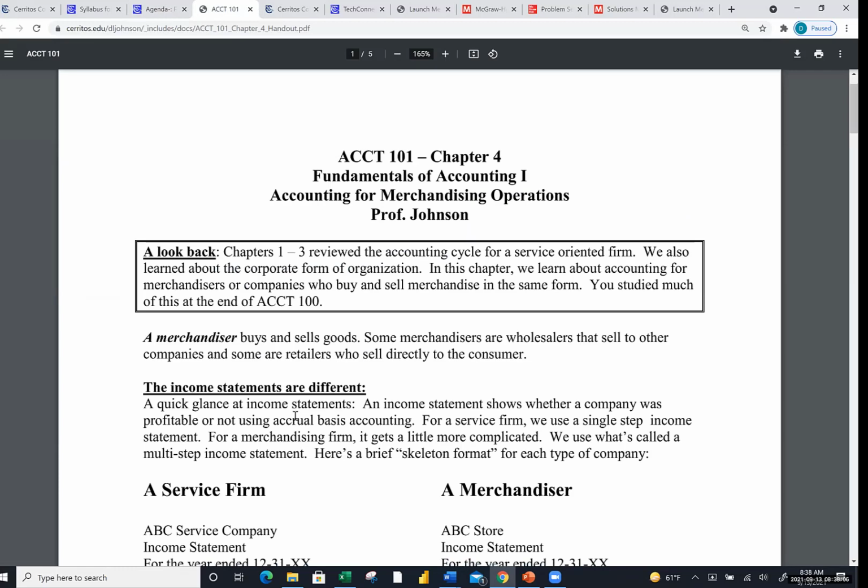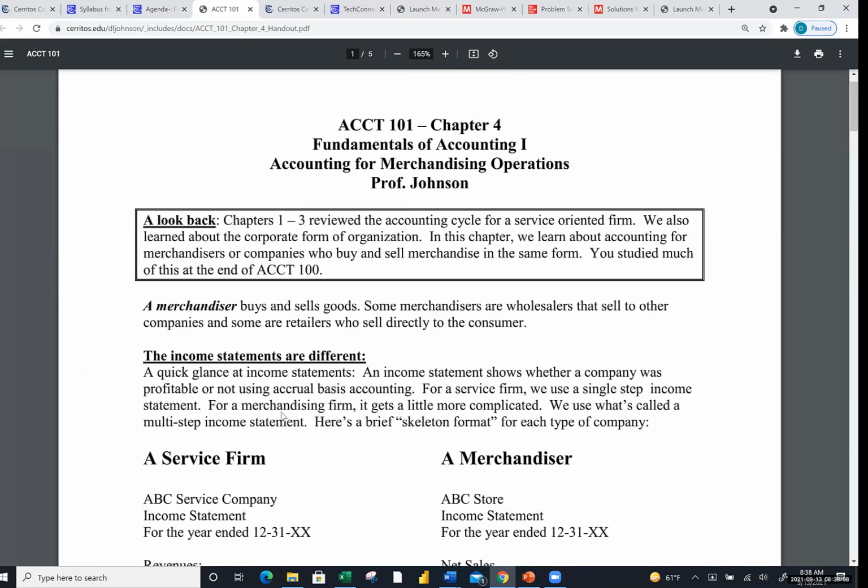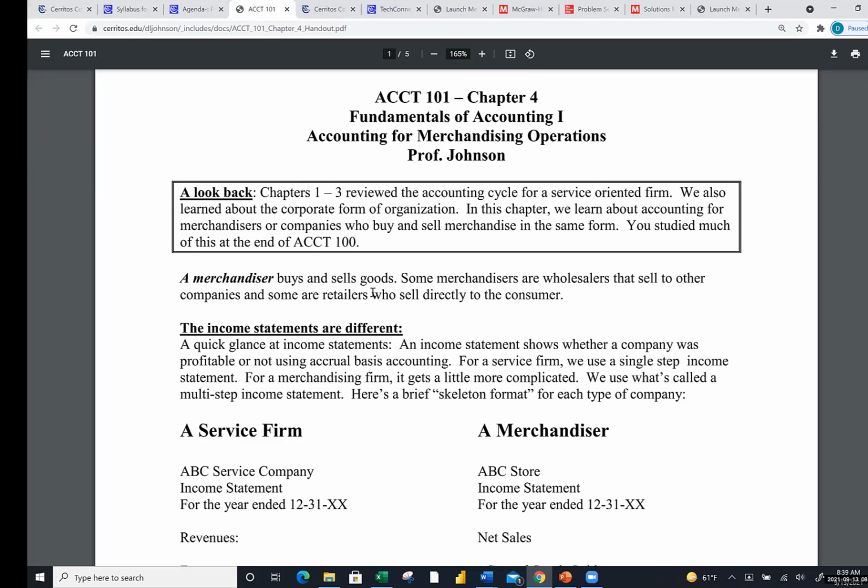Okay, then here's my handout. And by the way, all the files that we're looking at today are in the modules link.